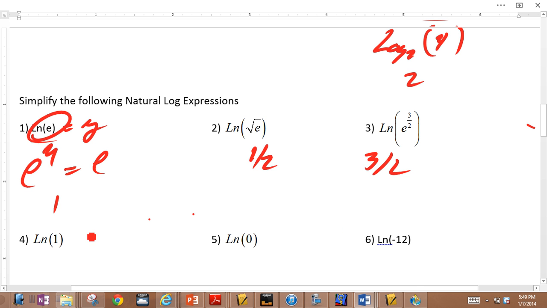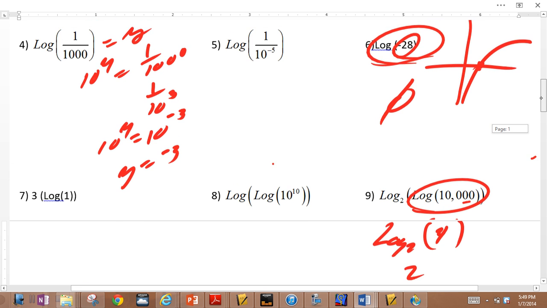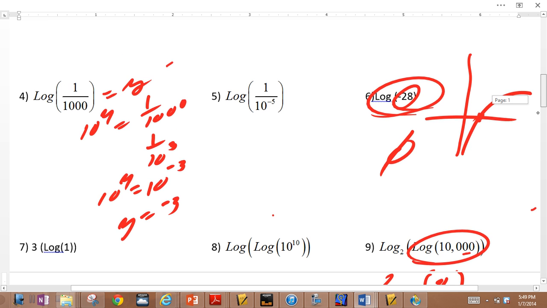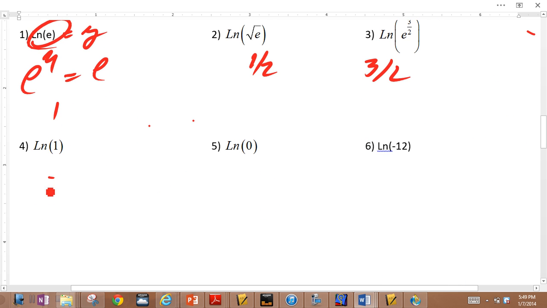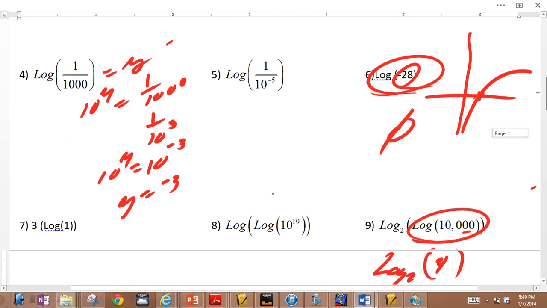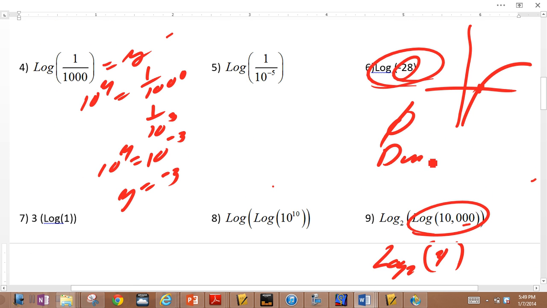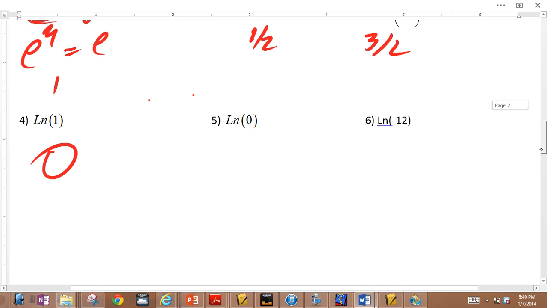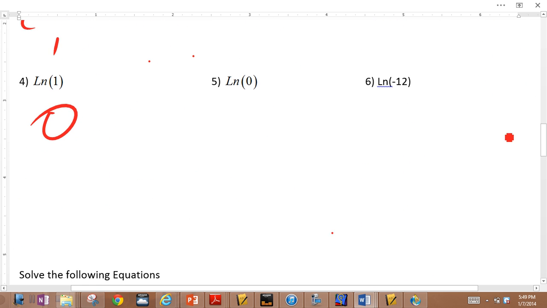The natural log of 1. Again, the natural log and the common log all have this same basic graph. You can't take the log of 0. The log of 1 is 0. What's the domain up here? Remember, the domain is simply 0 to positive infinity, not including 0. That's where the asymptote is, so that's undefined there at 0. This is undefined too, since you can't take the log of a negative.